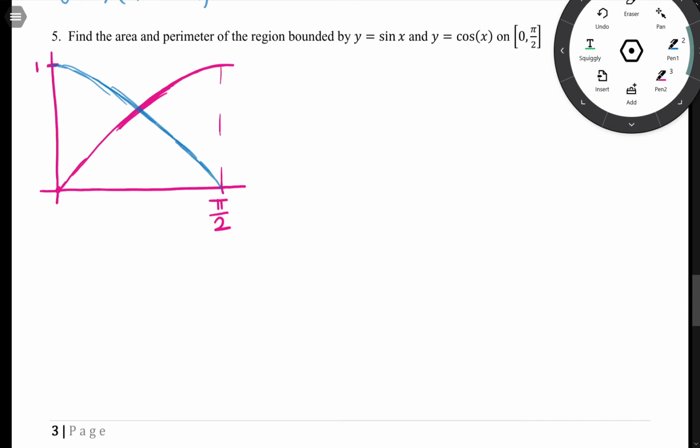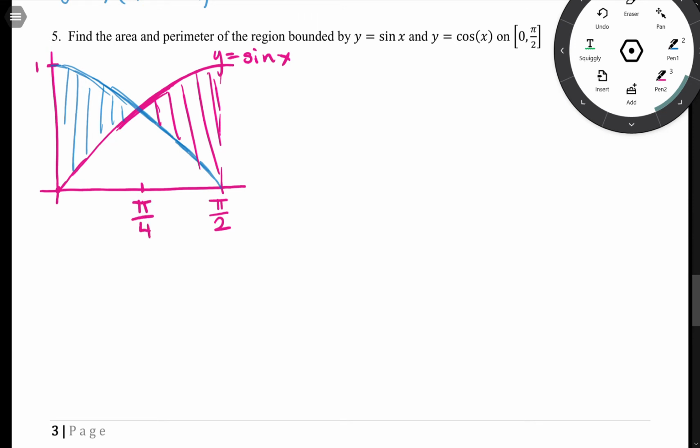So if we're looking for area bounded by sine and cosine, there's several regions that people will look at, but that's going to be this and this. And I'm even going to color code because I'm seeing already that the top curve switches. So y equals sine x is the top curve from 0 to pi over 4. Hopefully we recognize that if we're looking for when on the unit circle our x coordinate and our y coordinate are equal, it's right at pi over 4.